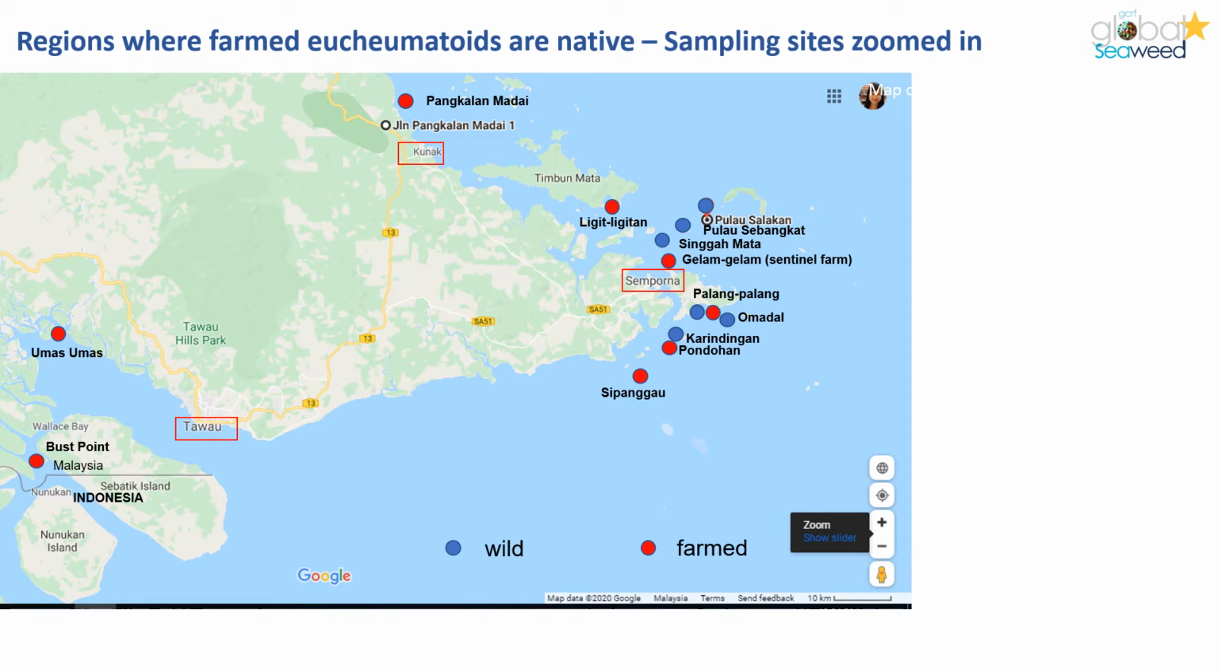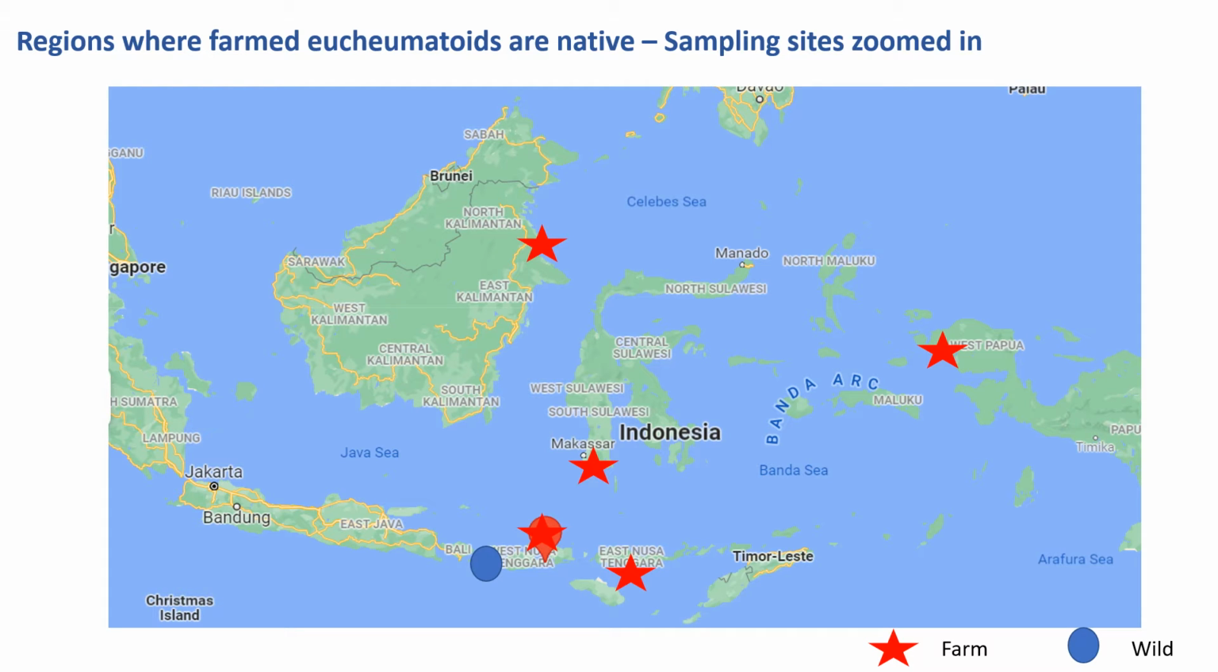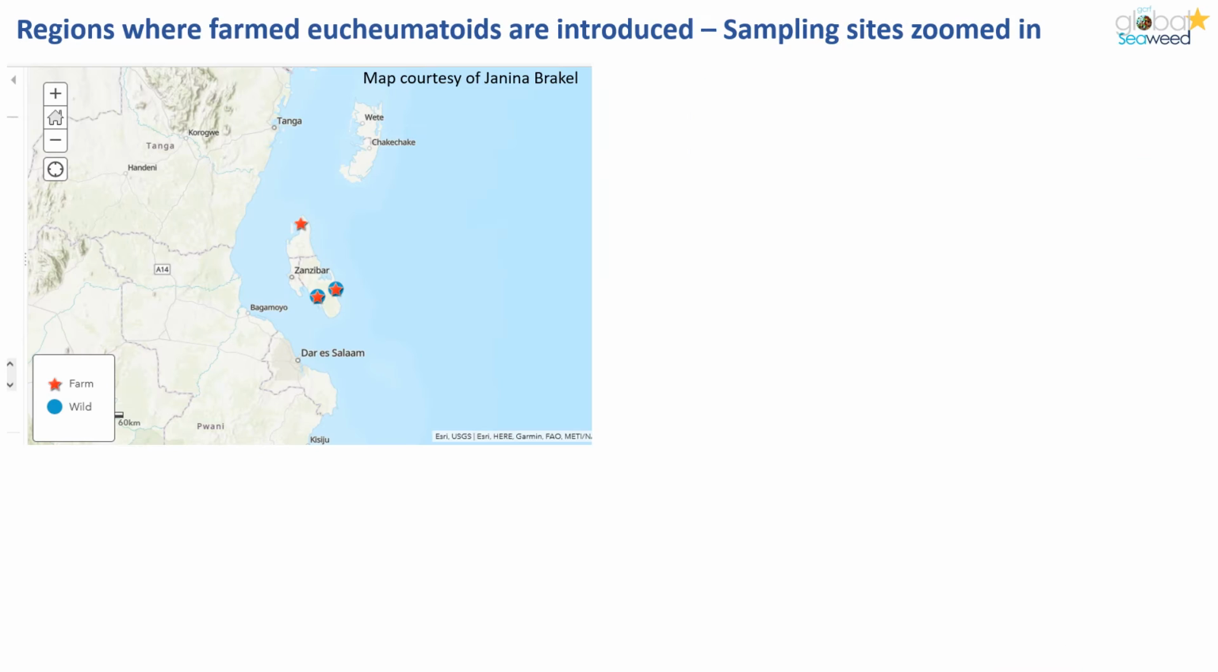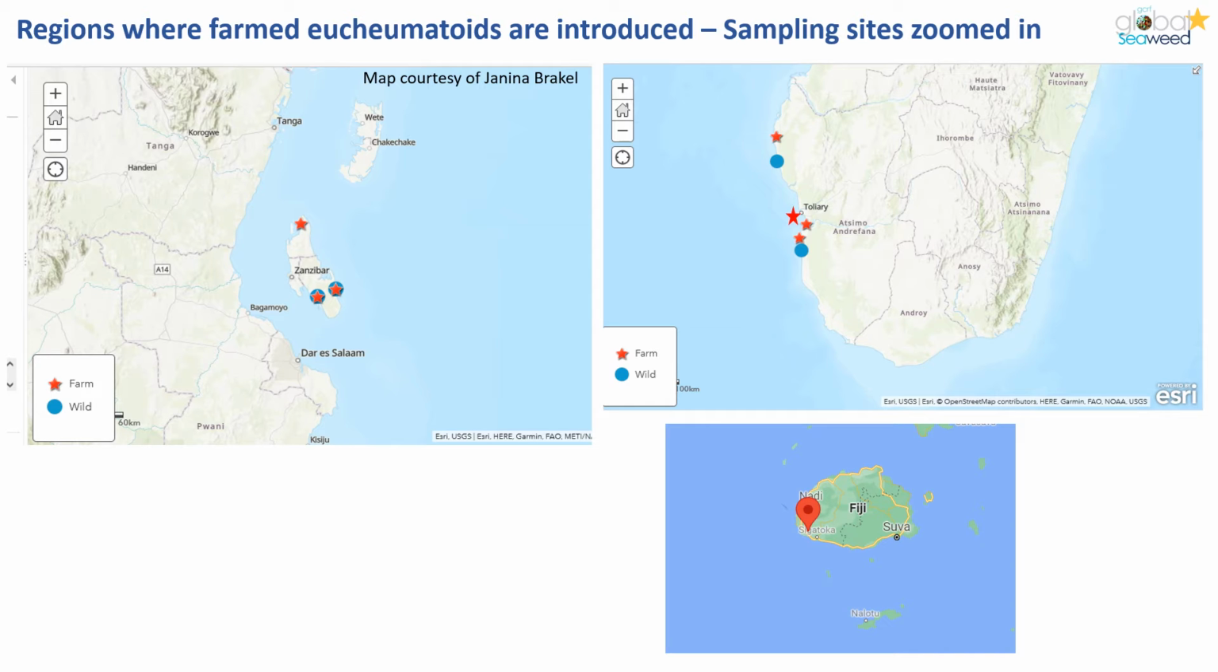In Malaysia, we collected EFA samples from 8 farm sites and 6 natural populations, as shown in this map, while in the Philippines, samples of EFAs were collected from 2 farm sites. As for Indonesia, samples were collected at 5 farm sites and 1 natural population. Moving on to the Western Indian Ocean and Pacific Islands where farmed eucheumatoids are introduced, we collected samples from 3 farm sites and 2 seagrass beds in Tanzania, 4 farm sites and 2 wild populations in Madagascar, and 1 farm site in Fiji.